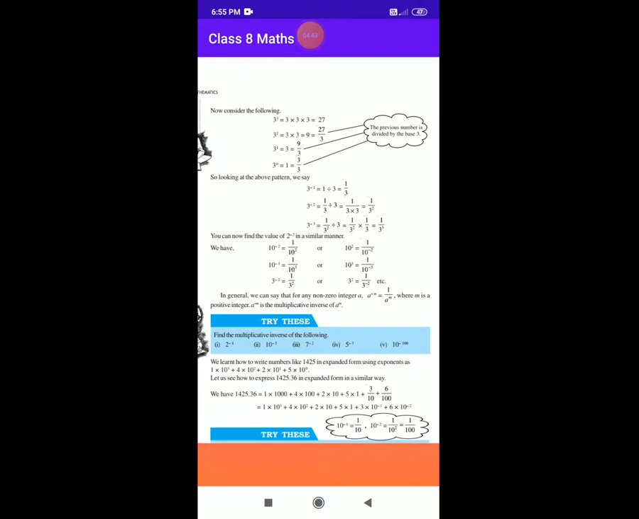The values given are 2 raised to minus 4, 10 raised to minus 5, 7 raised to minus 2, 5 raised to minus 3 and 10 raised to minus 100.